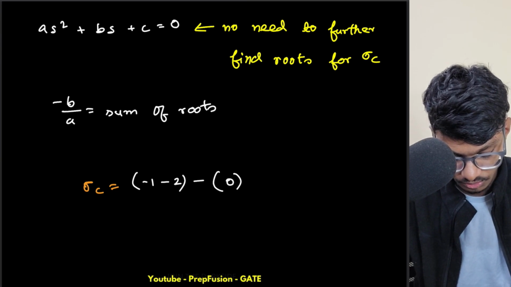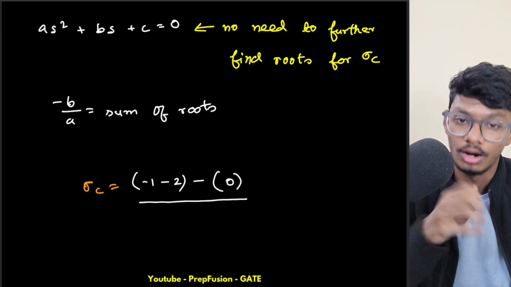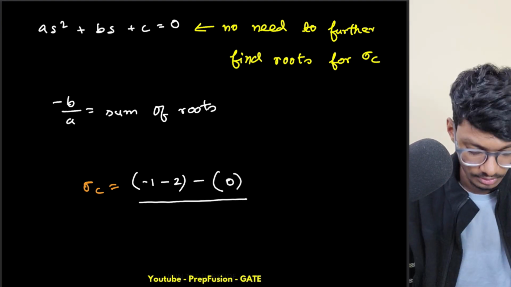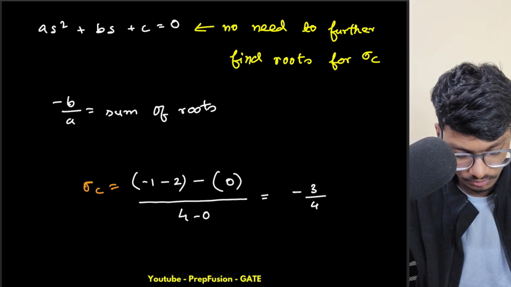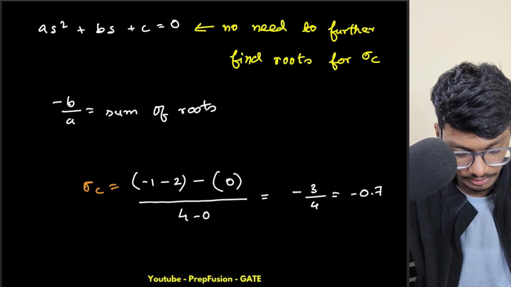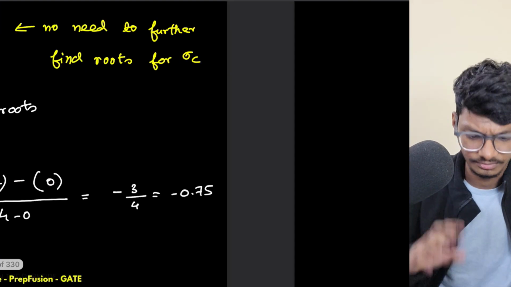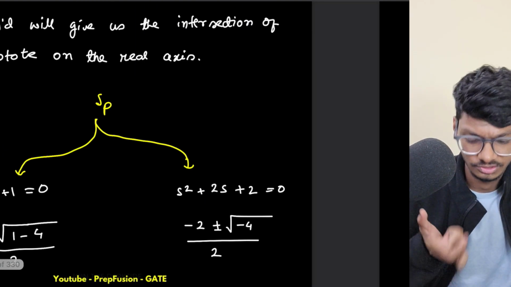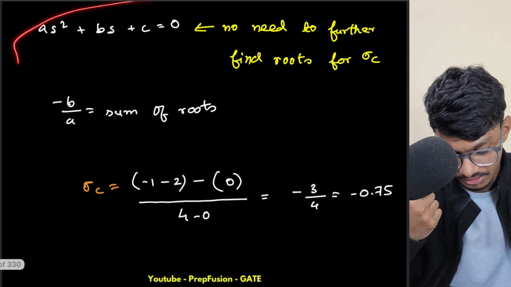Minus the zeros, divided by number of poles minus number of zeros. Number of poles, how many do I have? 4, right? So 4 minus 0. So this becomes minus 3 upon 4, minus 0.75. So this is my answer. Very simple. This is the main reason for taking this question, just to tell you one shortcut: we don't even have to calculate all this. We can directly calculate from here.